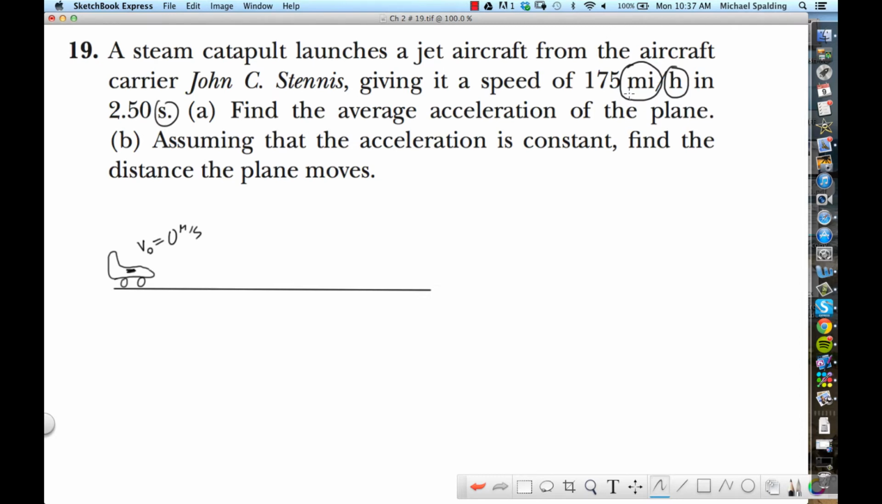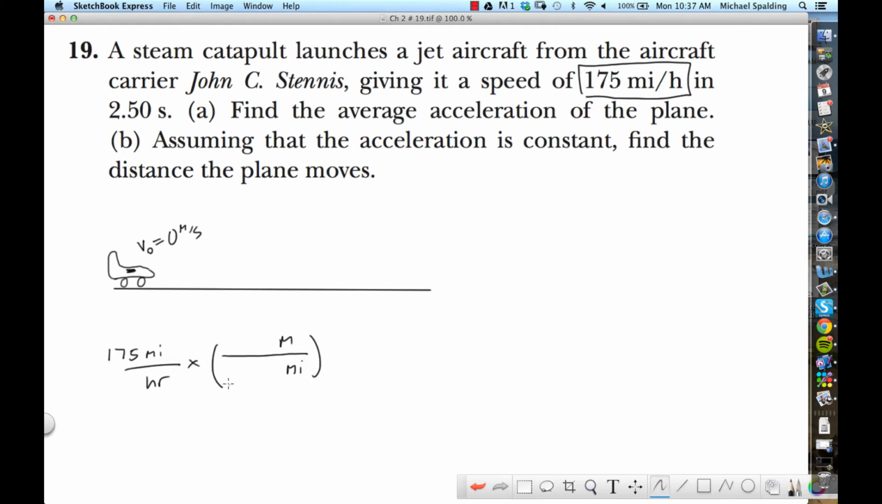Typically in physics, we don't want to be in miles. Typically in physics, we want to be in meters. So let's take this 175 mile per hour right here, and we're going to convert this to meters per second. So 175 miles per hour. So we're going to cancel the miles. We'll put the miles in the bottom, meters in the top.